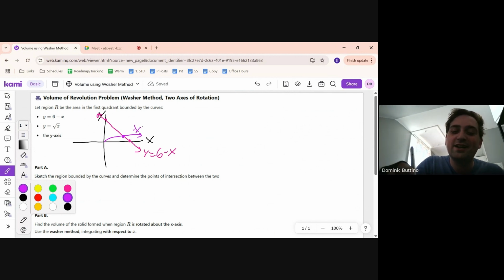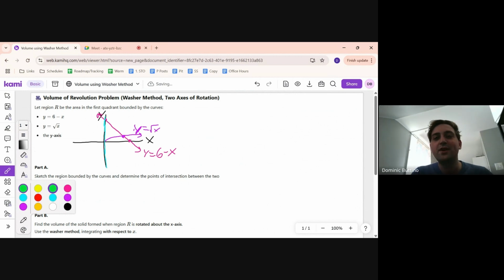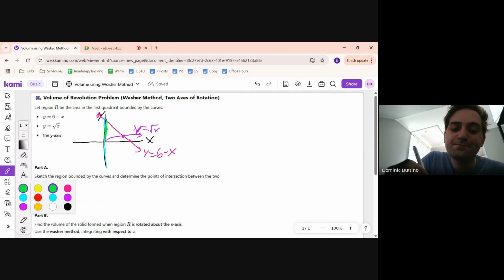So this is y equals the square root of x. What else do we have? Oh, the y-axis. That's this guy. Hopefully we all know that. I'll shade it in blue for emphasis. Okay, so there we have it, folks. There is our region. Purple, red, blue, pink, I think, actually. Anyway, we're going to shade it in green. Why? Because that's what we're talking about.